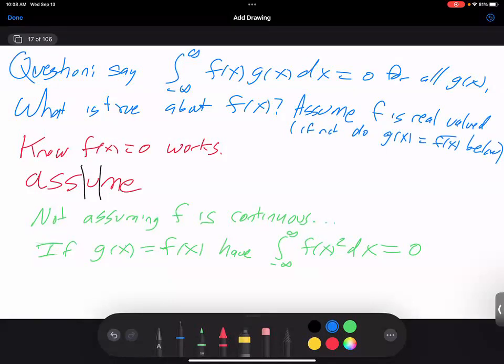I'm now giving you a function and I square it and its integral is 0. What must be true about the function? Does it have to be the 0 function? Can you give me any function that's not identically 0, such that when I square it...? So what kind of values can f of x squared be?